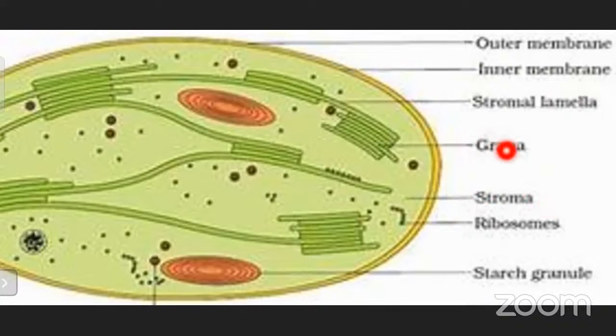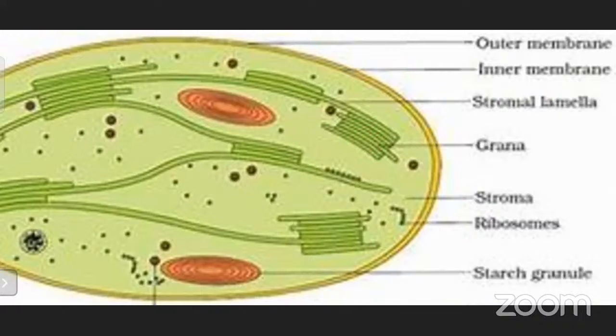Light reaction means light will be harvested and water will be split to release oxygen, protons, and electrons from the water. Meanwhile, ATP and NADPH get synthesized here. So in the light reaction, that is in the grana, the chlorophyll pigment molecules are present. In the grana only, the chlorophyll pigment molecules are present.